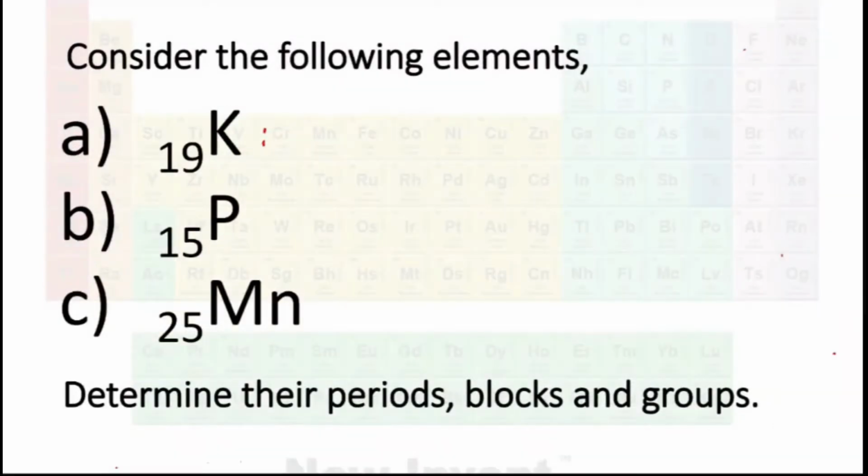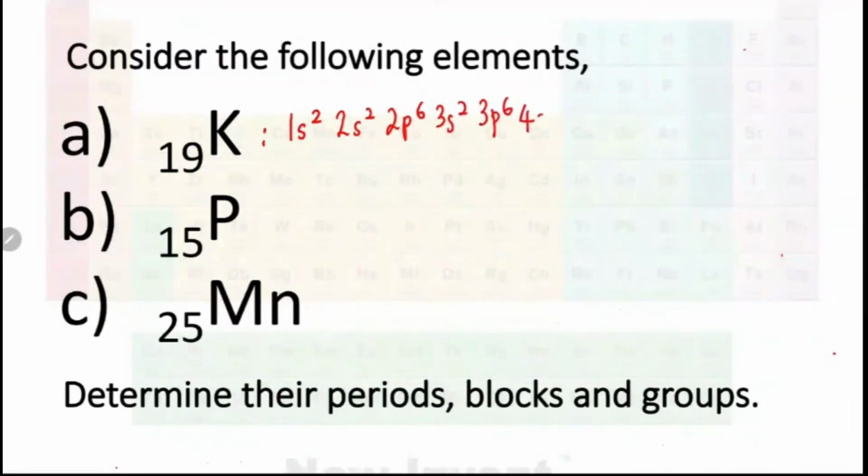So the electronic configuration is 1s2, 2s2, 2p6, 3s2, 3p6, and 4s1. Okay, good, Justin. Thank you.